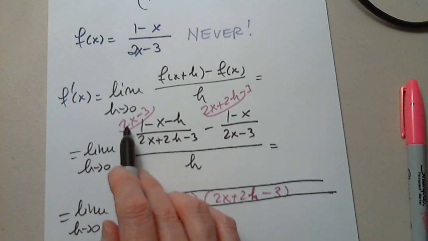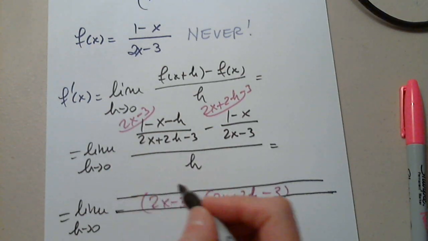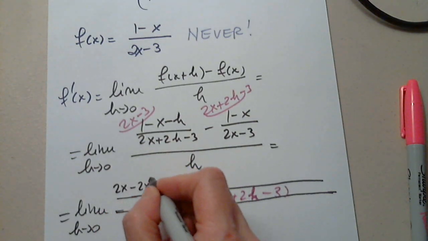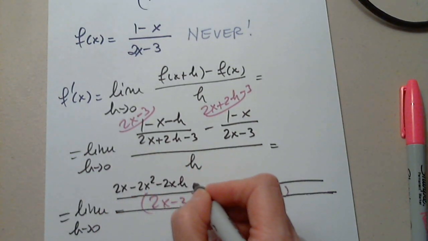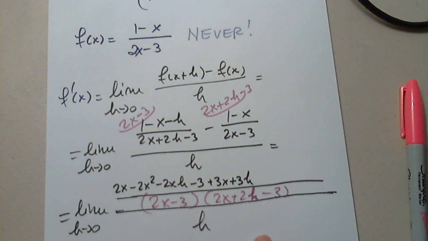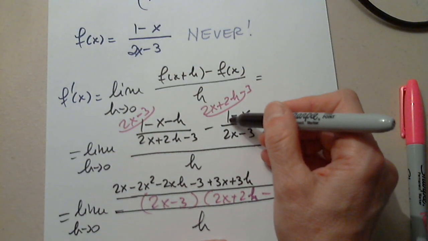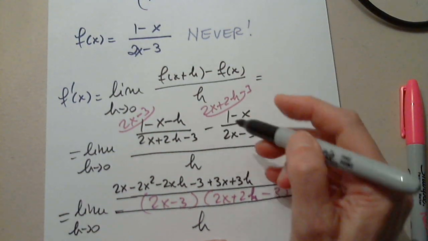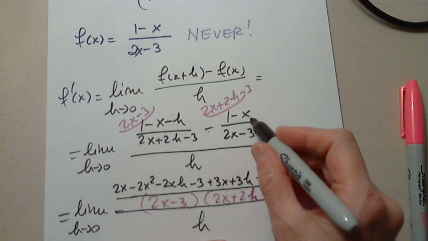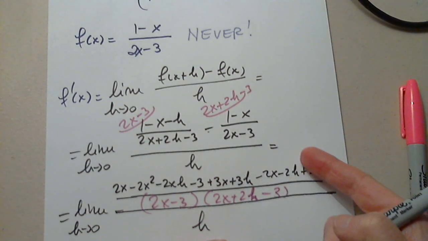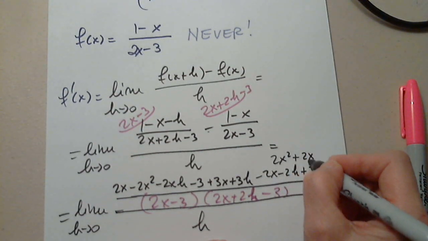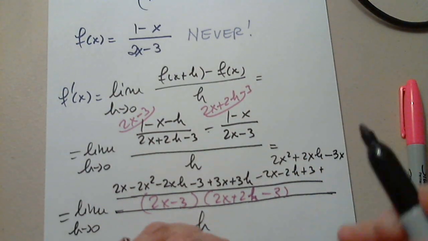So 2x times all these. Watch me run out of room. I always do. So 2x minus 2x squared minus 2xh minus 3 plus 3x plus 3h. Now I have to be careful because I distribute 1 to all these, but with minus. Negative 2x, negative 2h plus 3. And now this is plus now. So plus, I'm going above because I ran out of room, of course. 2x squared plus 2xh and minus 3x.